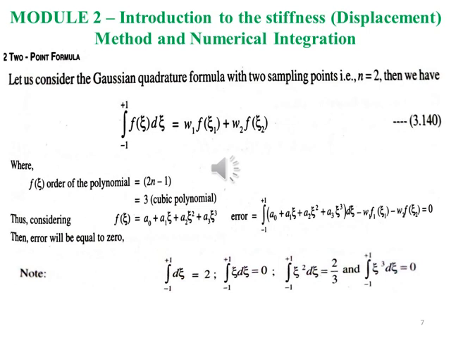Now we know that integrating dz from minus 1 to plus 1 we get 2, z dz we get 0, z square dz we get 2 by 3 and z cube dz we will get the value to be 0. Substituting these in the above equation, we will have to solve it mathematically, which is seen in the next slide.